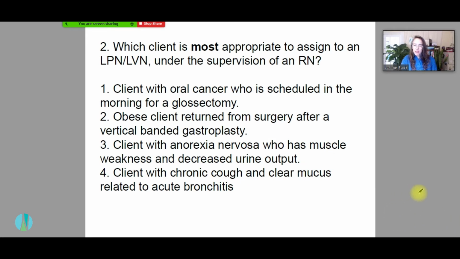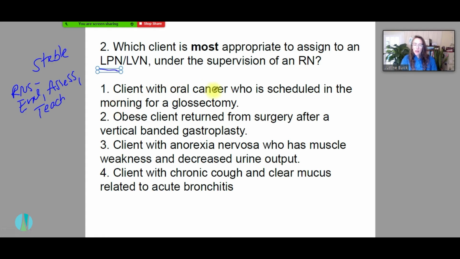All right, so this next question is a delegation type of question. These can be really tricky. Which client is most appropriate to assign to an LPN/LVN under the supervision of an RN? So it's just which patient can go to the LPN, and you want to give the most stable patient to this person. And remember, for the RNs, it's good to know what they do. The RNs do all the evaluation, assessment, and the teaching, okay? And LPNs can reteach. So let's go through them.